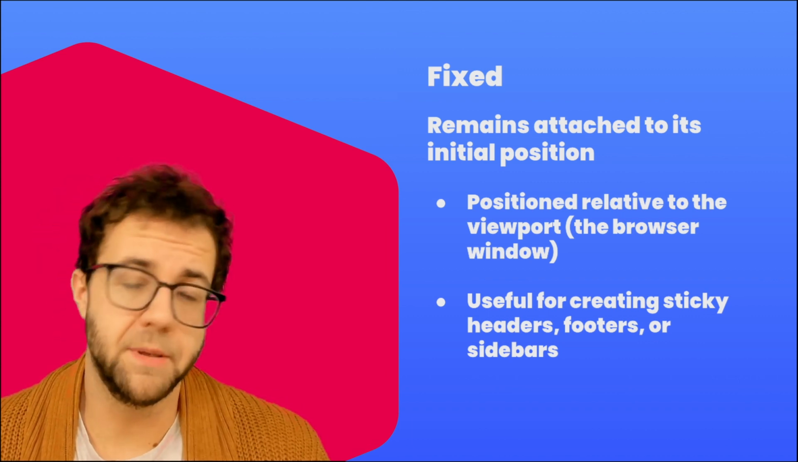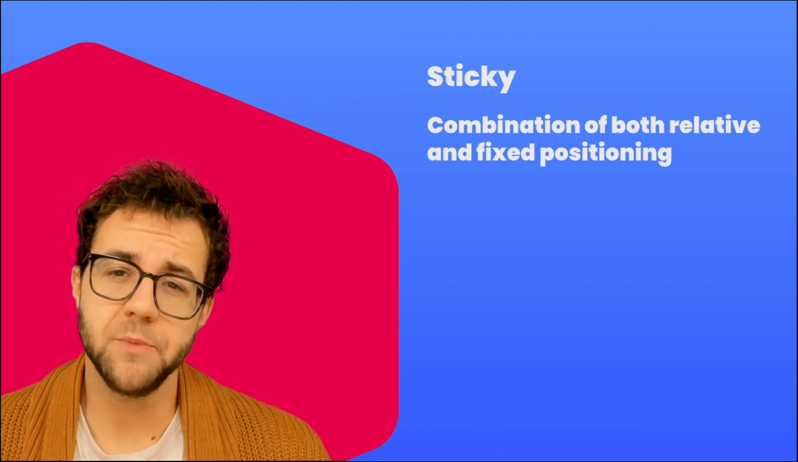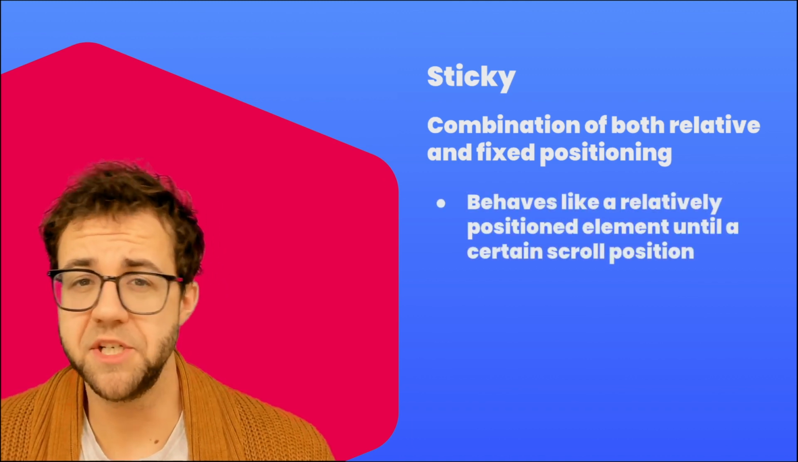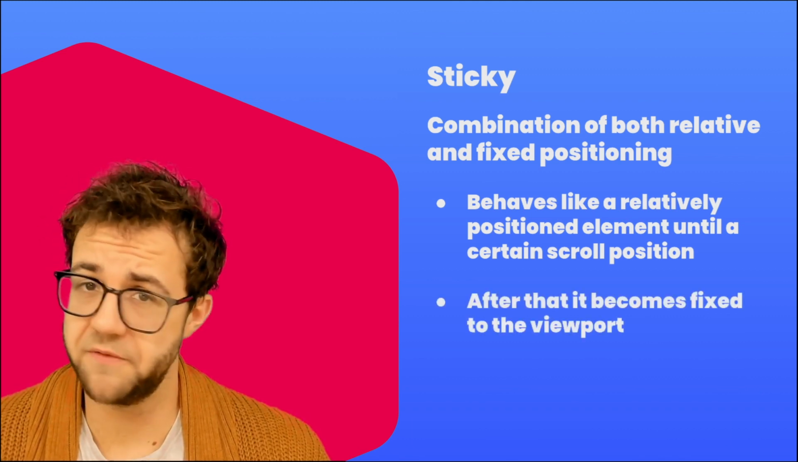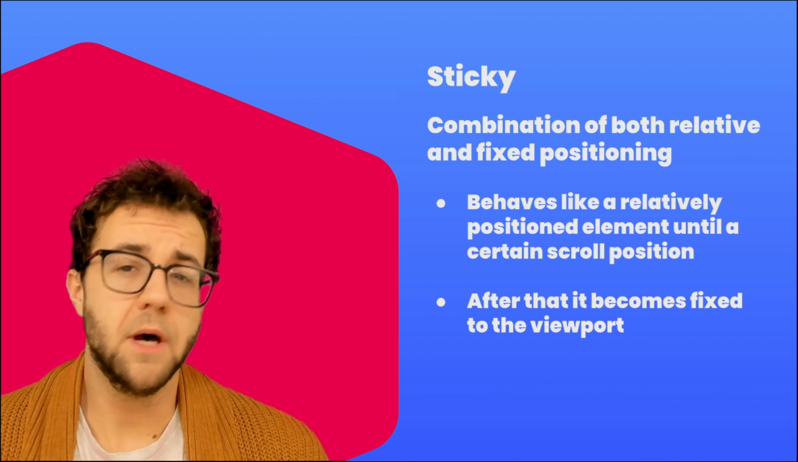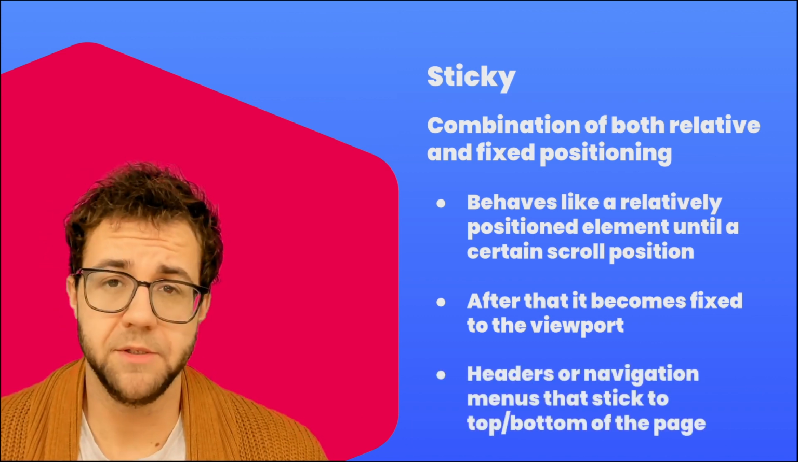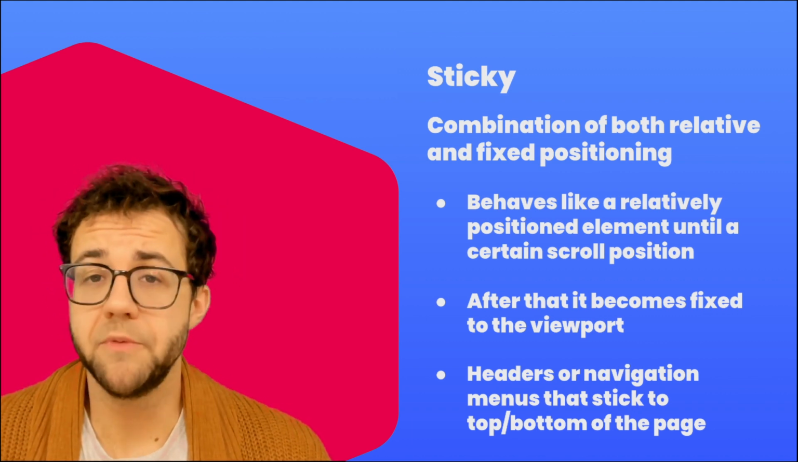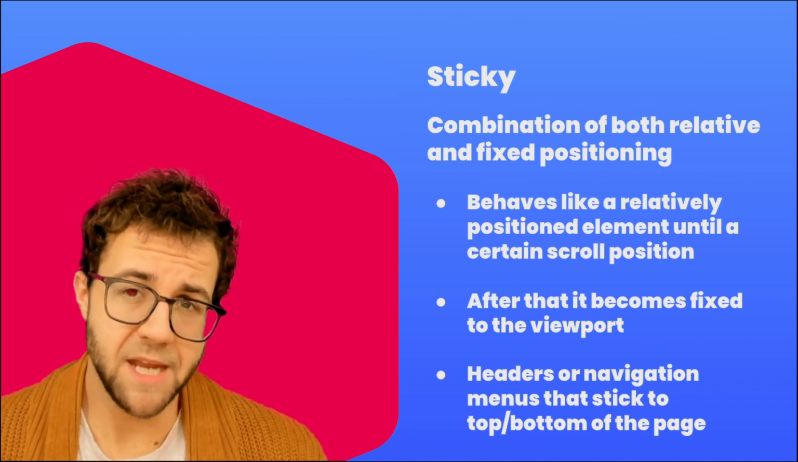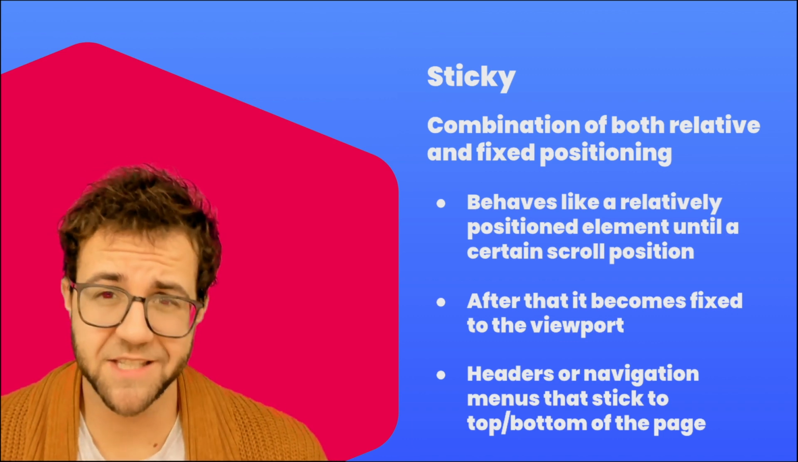But beyond that, we have sticky positioning. Sticky positioning is a combination of both relative and fixed positioning. An element with sticky positioning behaves like a relatively positioned element until it reaches a certain scroll position, after which it becomes fixed to the viewport. This is often used when creating headers or navigation menus that stick to the top of your page when you scroll down. So imagine a website that you've been on, you see a nice menu bar on the top of your page, and the moment you start scrolling down, that menu bar would stay there. That's what sticky positioning is used for. So it sticks to the top of your page.